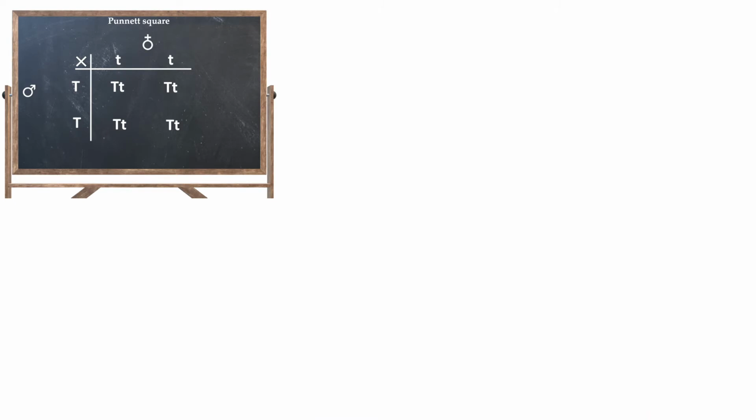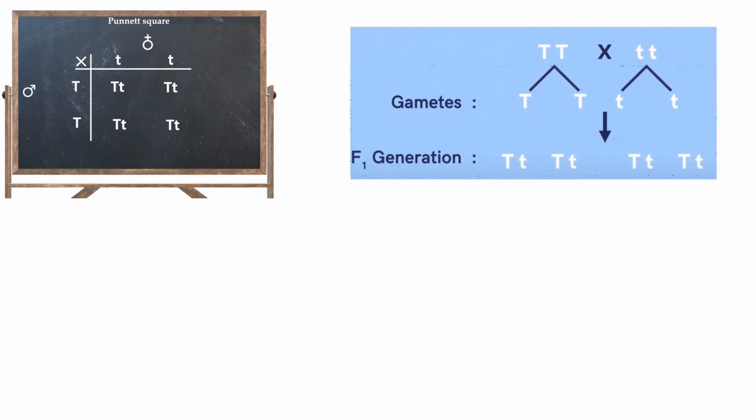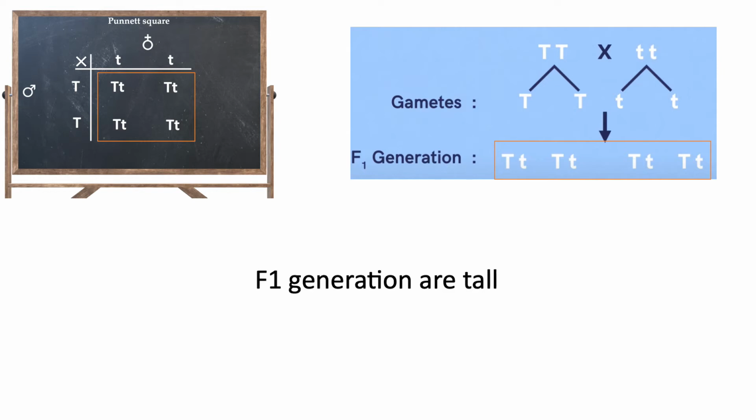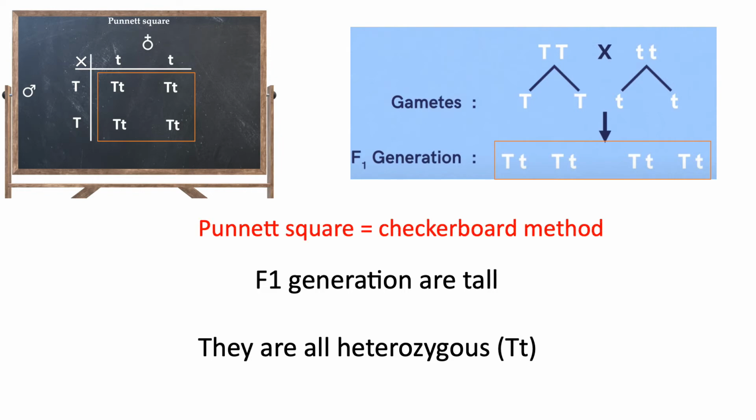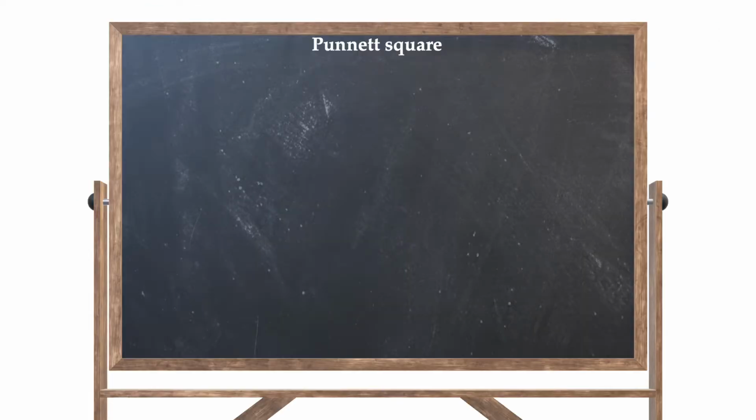So now if we compare the simple cross that we usually carry out, as you can see, this is what we get. Notice that the results are exactly the same. All plants in the F1 generation are tall and they have the same genotype. They all are heterozygous. This confirms that our cross is correct, and this technique is also called the checkerboard method. Let us cross any two from the F1 generation now.